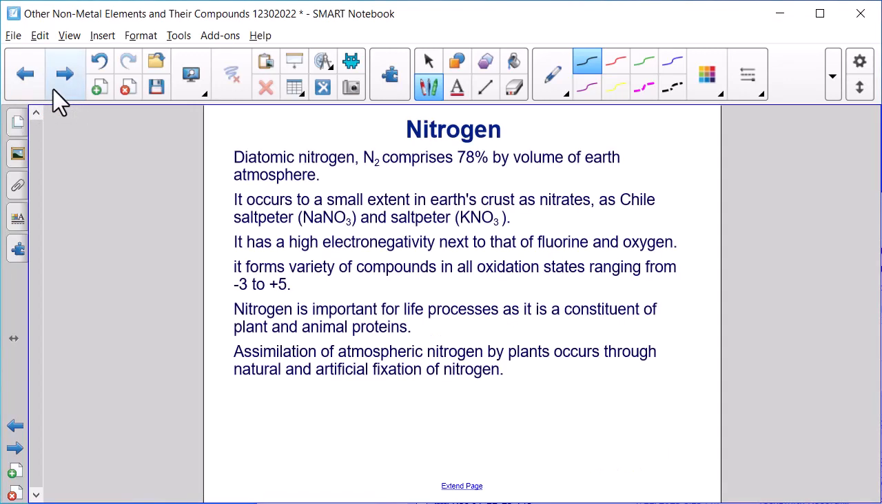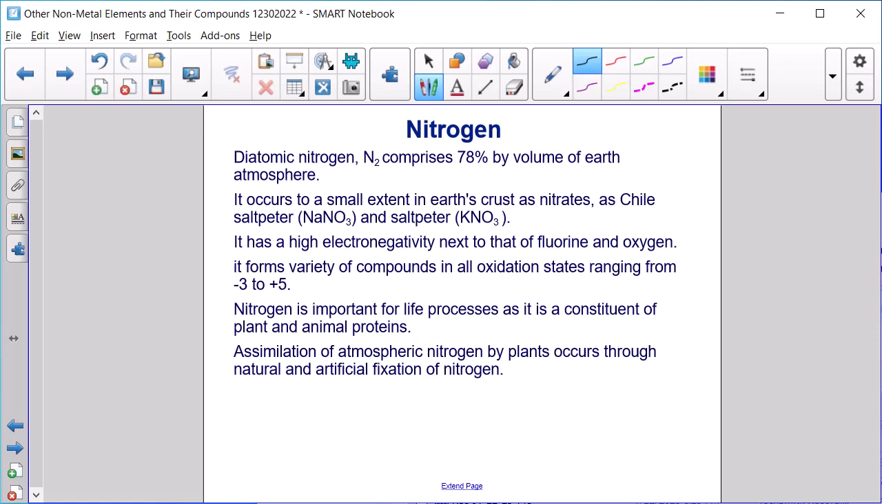Nitrogen. Diatomic nitrogen, N2, comprises 78% by volume of Earth's atmosphere. It occurs to a small extent in Earth's crust as nitrates, as Chile saltpeter, sodium nitrate, and saltpeter, potassium nitrate. It has a very high electronegativity next to that of fluorine and oxygen.